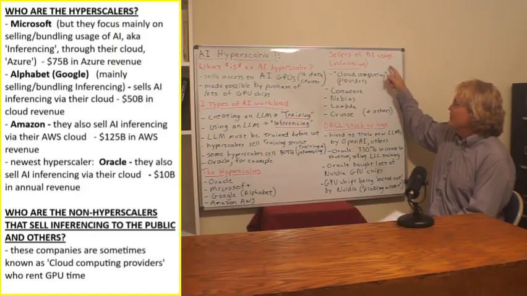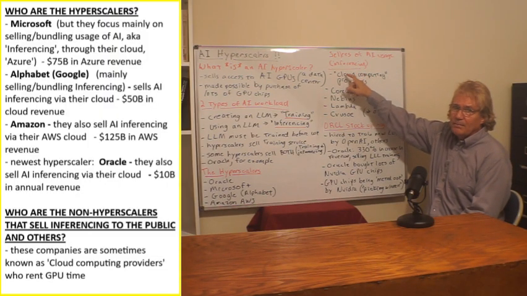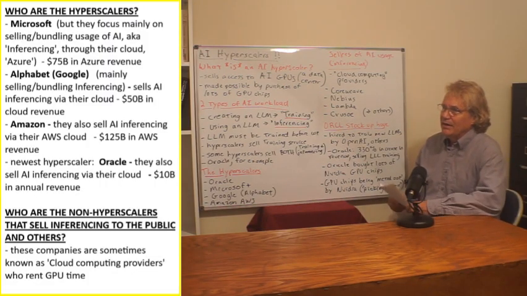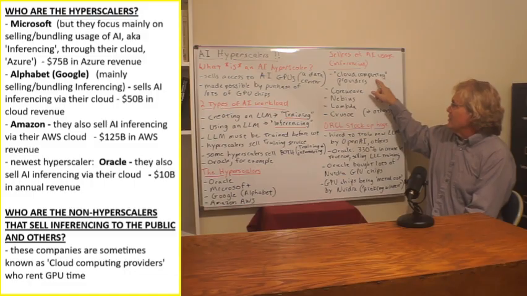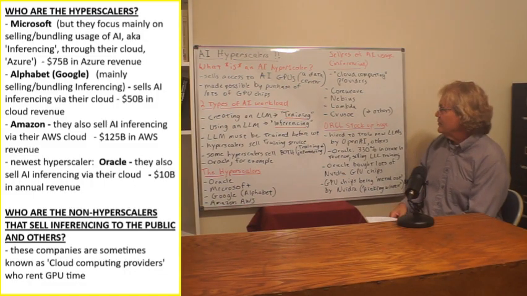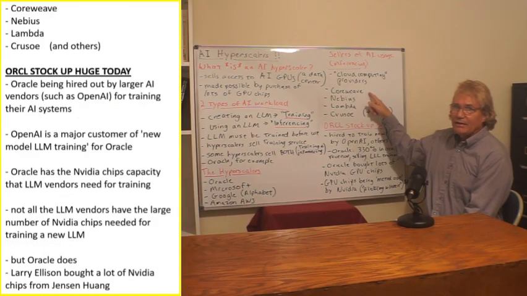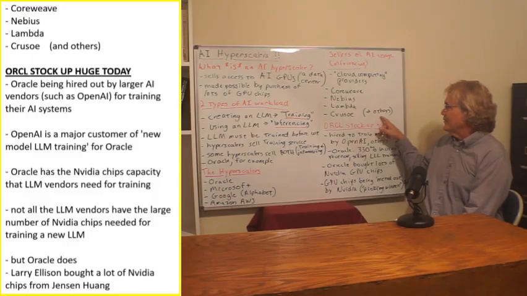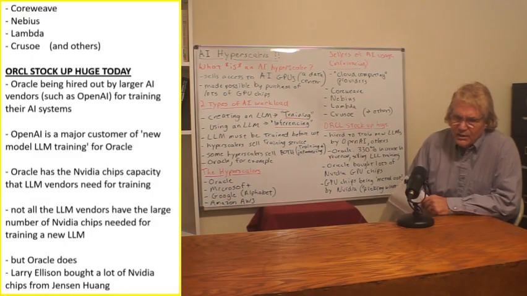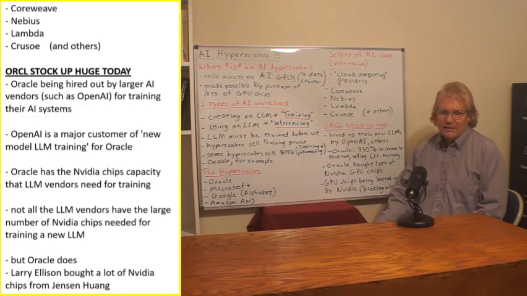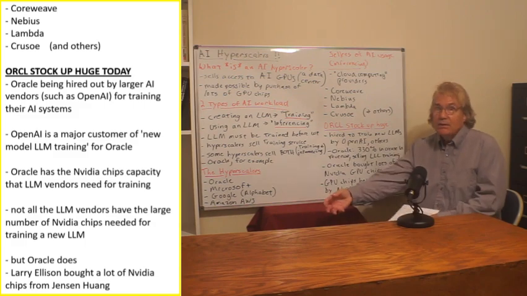So here are some sellers of AI usage, inferencing. These companies sometimes call themselves hyperscalers, but what they really do is sell access. They're cloud computing providers who sell access to an already trained artificial intelligence system. CoreWeave, Nebius, Lambda, and Crusoe, as examples. There are others. But these companies are mainly focused on selling access to companies that need to provide AI services to their users.